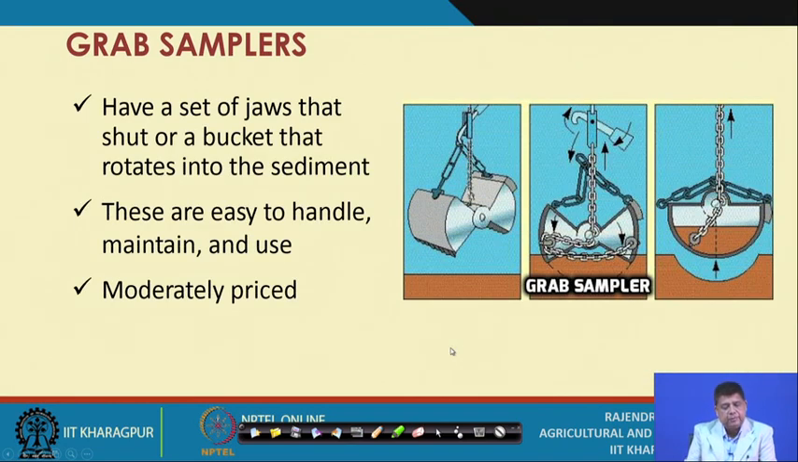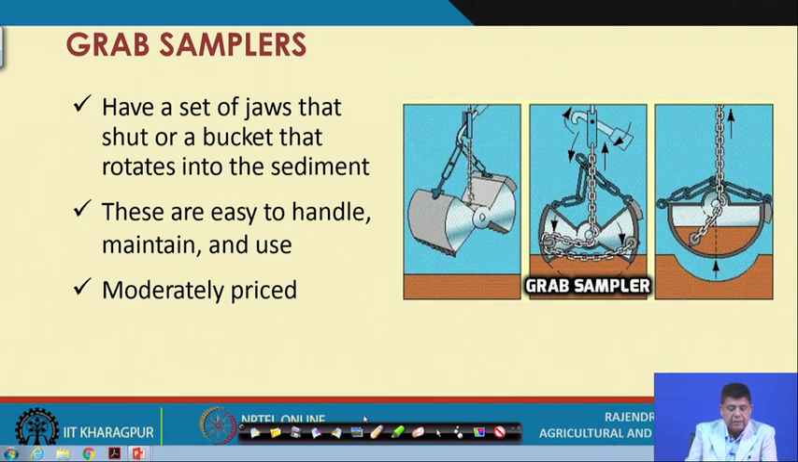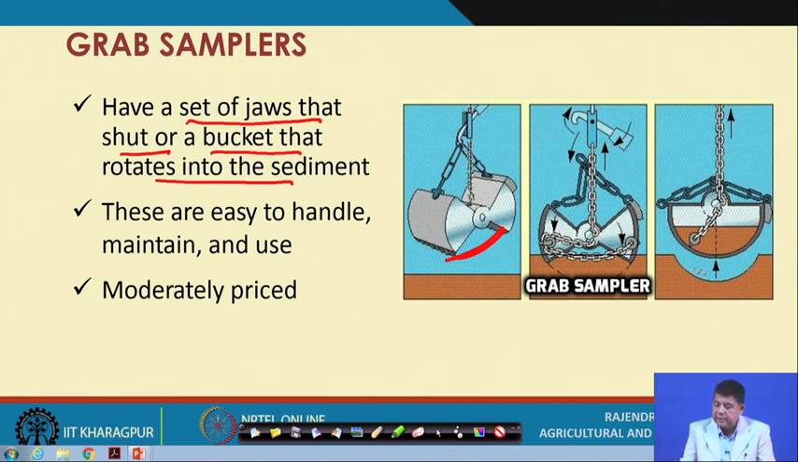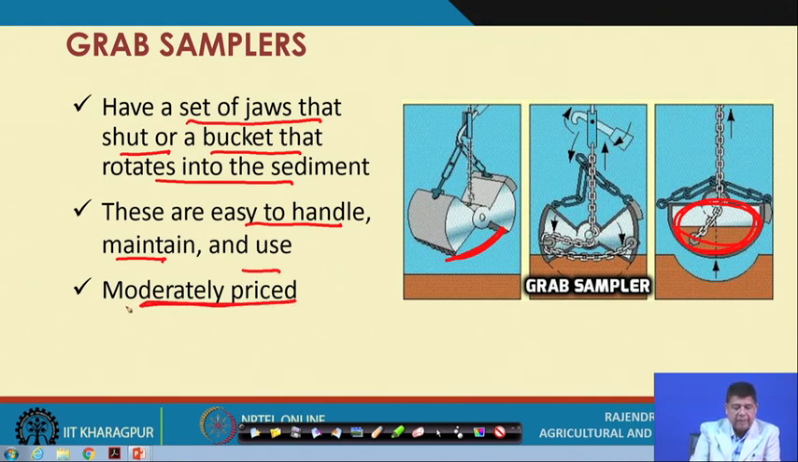And grab samplers could be of various kinds. They can have a set of jaws that shut, for example here, so wherever you want you can shut them so that the sediment sample gets collected, or they can be of bucket shape, which rotates into the sediment-laden water for collecting the sample. As you can see here, the soil sample is collected, and typically grab samplers are preferred because they are easy to handle, easy to maintain, easy to use, and quite economical, moderately priced. That is why these grab samplers are quite commonly used.